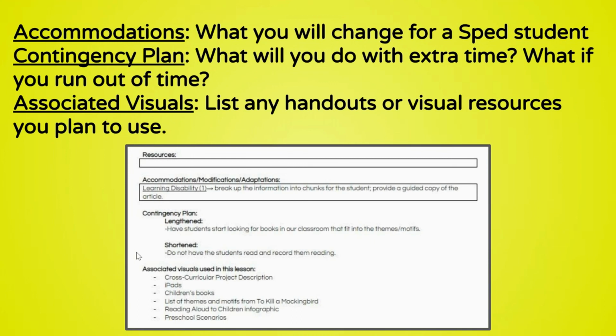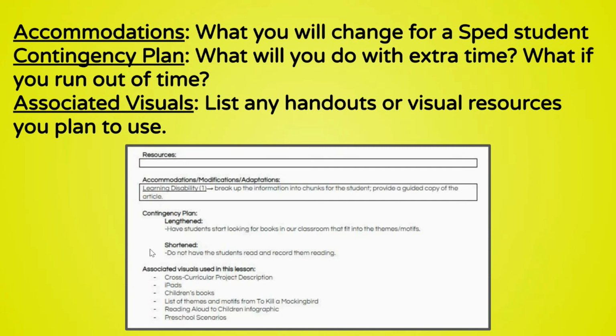And then the shorten, don't have the students read and record yet. So that would be like, oh no, I'm running out of time and I still have half the lesson to do. It's not ideal, but that's totally okay. It happens all the time. So you just have to have a way to shorten it and still make it feel normal rather than just like the bell ringing and being like, oh no, we didn't get through everything.